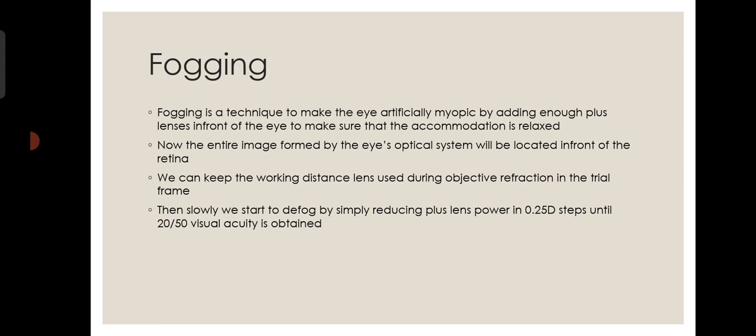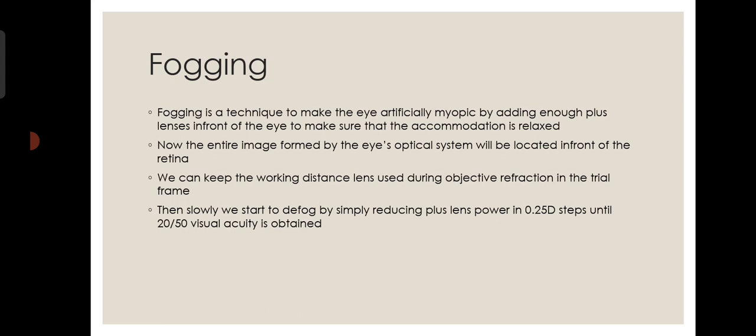Now to do subjective refraction, you need to perform it in each eye separately. After doing your retinoscopy, while doing retinoscopy, the plus 1.50 is relaxing the patient's accommodation, so you will not get a varying reflex. Now during subjective refraction also, adequate fogging like this will relax the patient's accommodation.